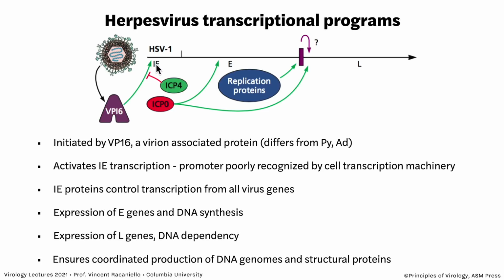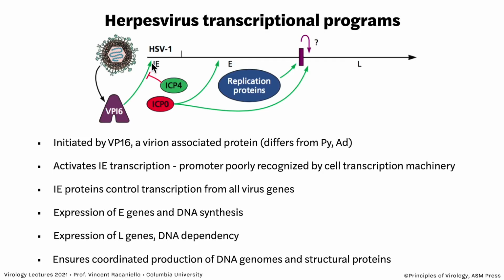So what happens is amazing. The virus particle has within it a protein called VP16. It's packaged in the particle, and it gets into the nucleus, and it allows the immediate early promoter to be recognized by the host cell transcriptional machinery. I think that's very cool. So VP16 is a virion-associated protein, right? That means it's in the particle. It's different from polyomavirus and adeno because in those cases, the immediate early promoter is recognized by the host cell machinery. Here in herpes, it is not.